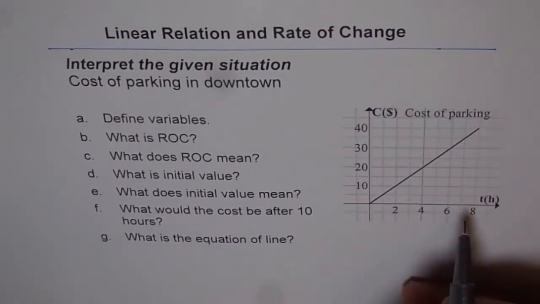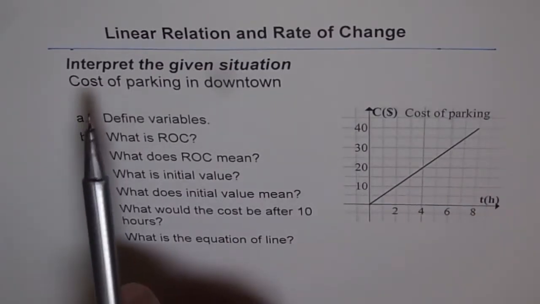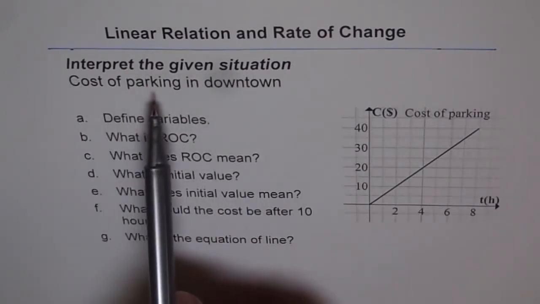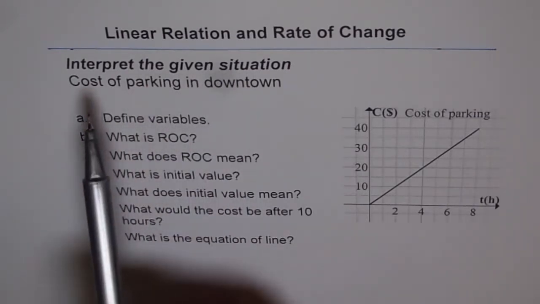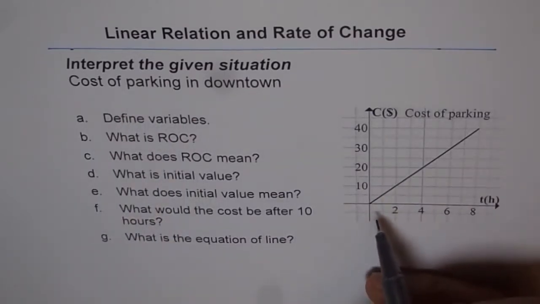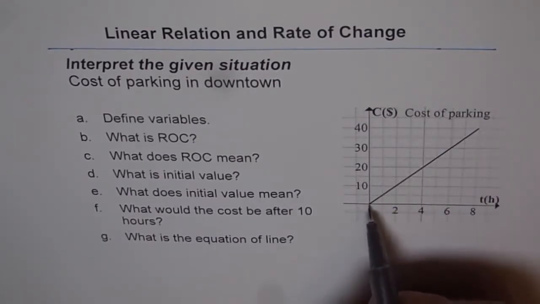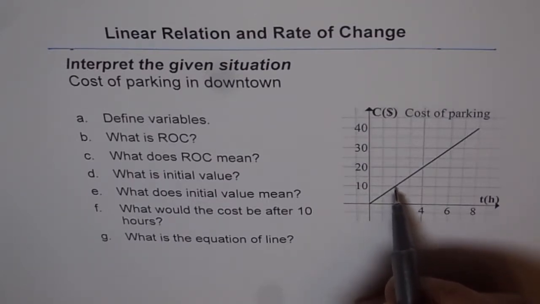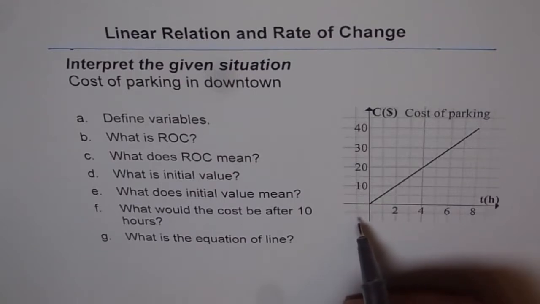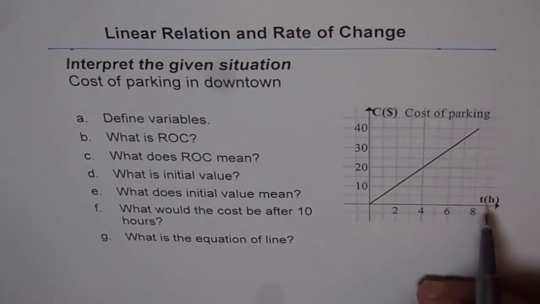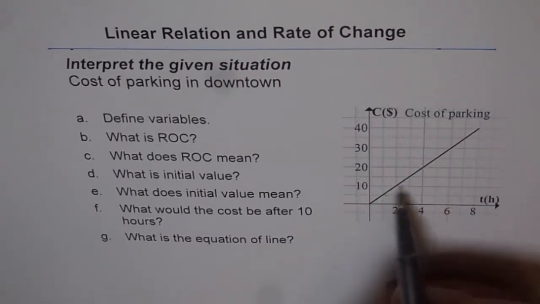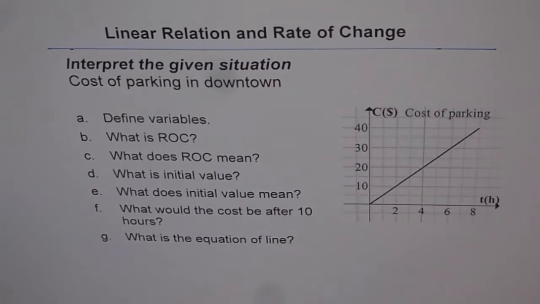Okay, now let's look into the situation. Interpret the given situation, cost of parking in downtown. So we can consider that John has parked the car in downtown and the parking cost is shown in the graph. It is $0 if you park for 0 time period. As the time goes by, you park at a fixed rate, which increases with time. So the cost increases linearly with time.